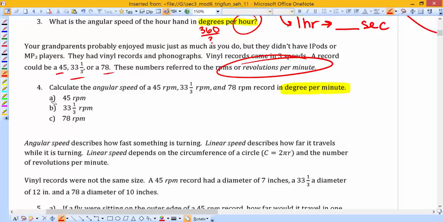1 revolution is how much? 360 degrees. So I'm going to take the 45 RPMs and multiply by 360, and that's going to give me my degrees per minute. 360 degrees in 1 revolution, and if it's spinning around 45 times, 33 and a third times, 78 times, how many 360 degrees is that? So we just need to multiply them.